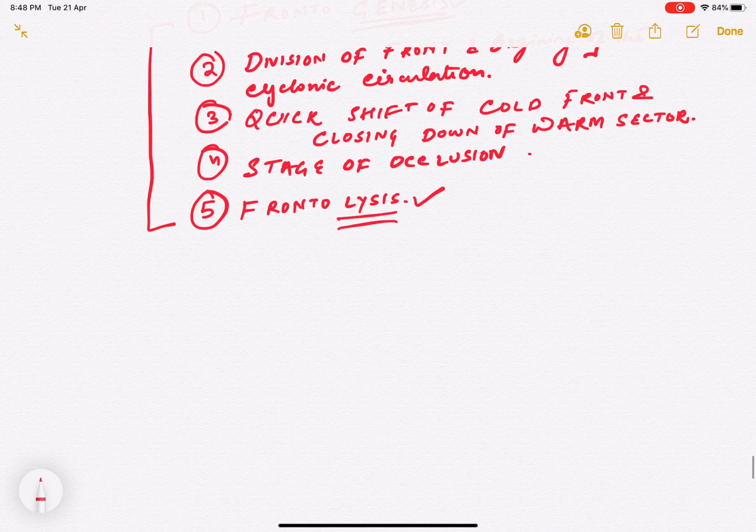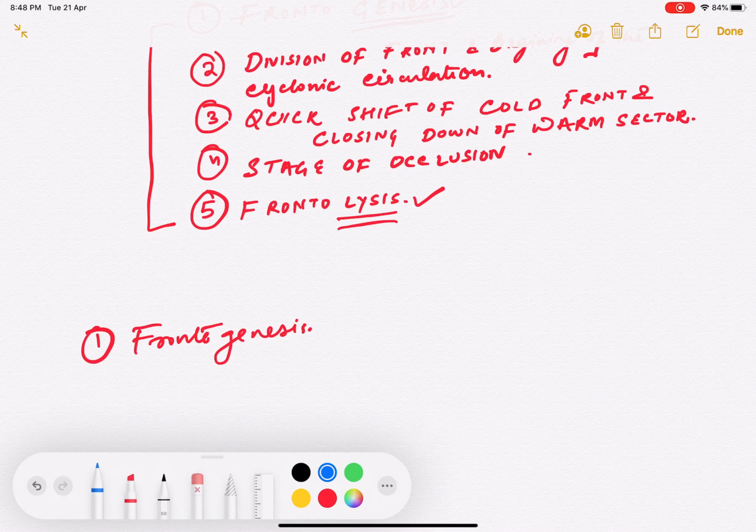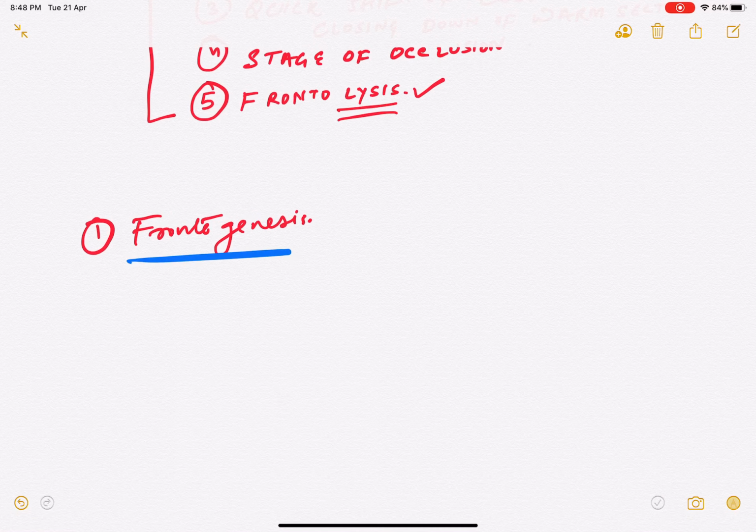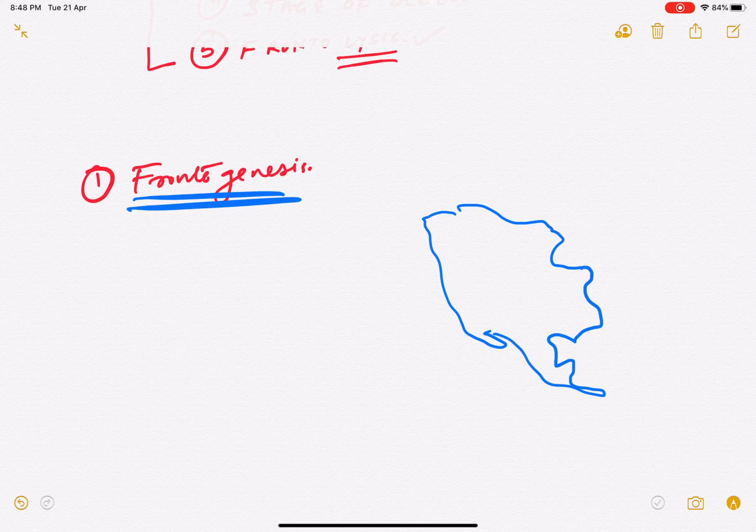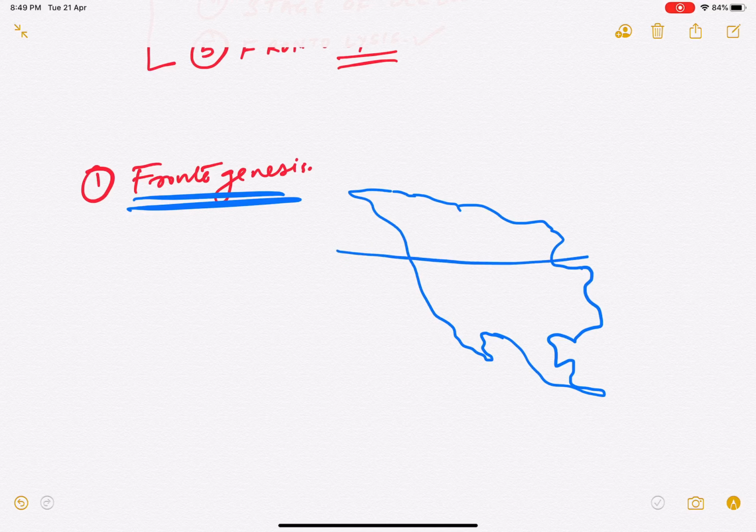The first stage is frontogenesis. For simplicity, we'll basically use the map. The map of what? My best, it's North America. I hope your North America is not that good. This is the 60-degree parallel or the 60-degree latitude. We call it 60th parallel or you call it 60th latitude. Please, there is no difference in that.